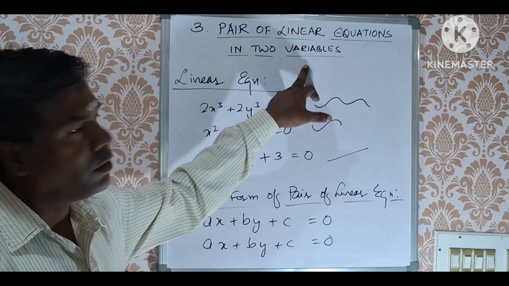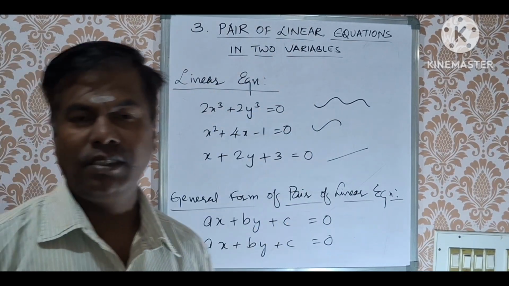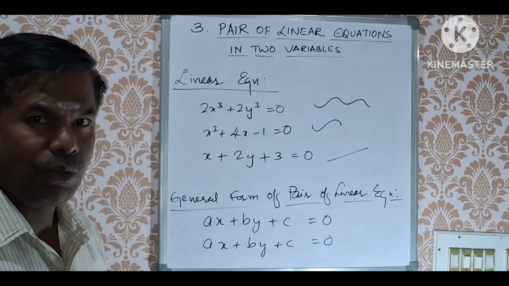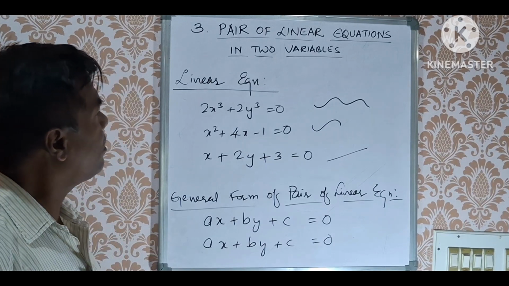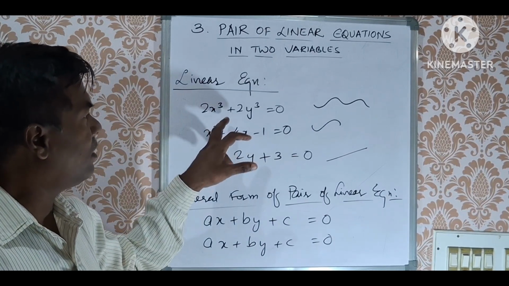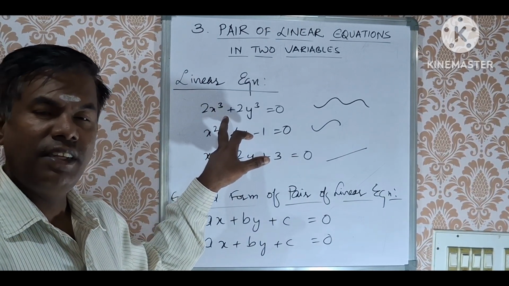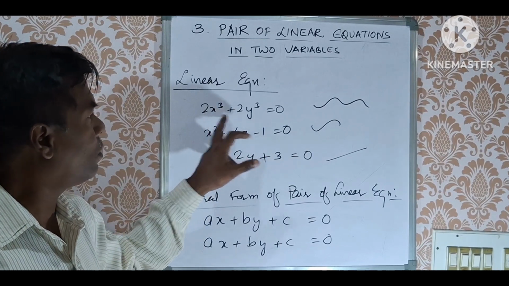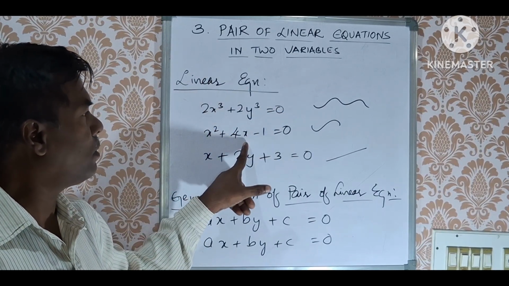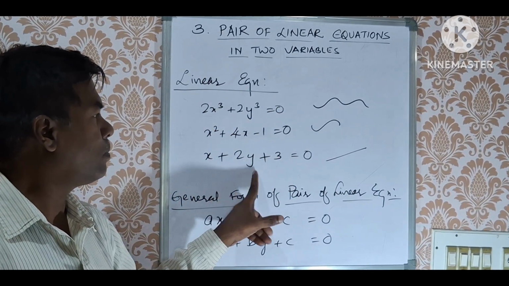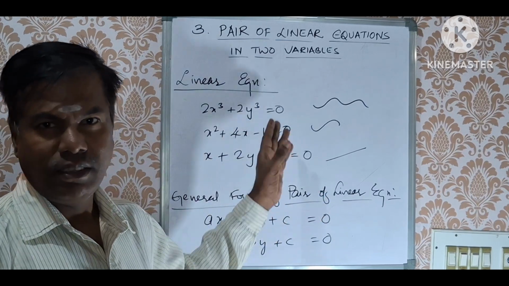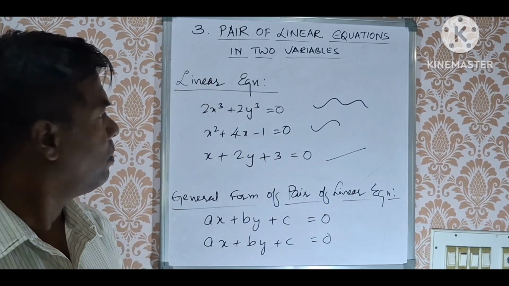Pair of linear equations in two variables. Two variables means one is x, another one is y. Usually, the equations which represent a line or curve will be of the form 2x cubed plus 2y equals 0, or x squared plus 4x minus 1 equals 0, or x plus 2y plus 3 equals 0. This will be of this form.